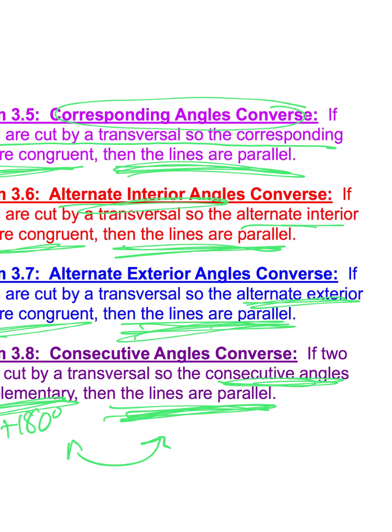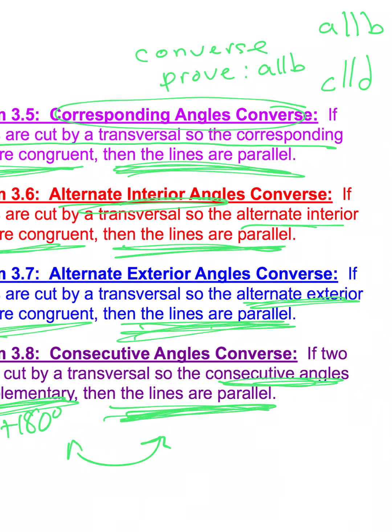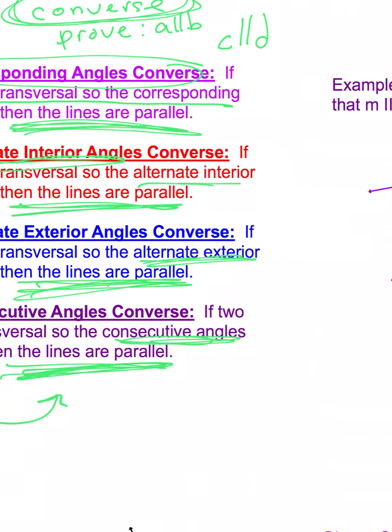Okay, so we're going to be using the converse anytime we are being asked to prove parallel lines. Remember the symbol for parallel? Line A is parallel to line B, or line C is parallel to line D. So whenever we're trying to prove that lines are parallel, we're going to be using the converse of these, okay?